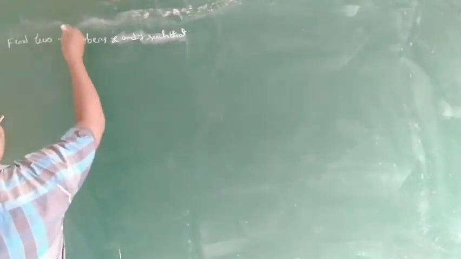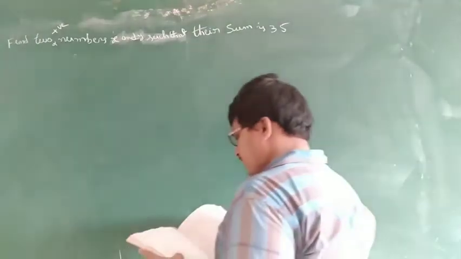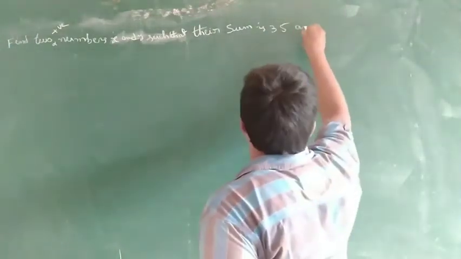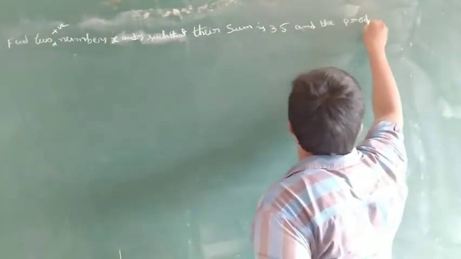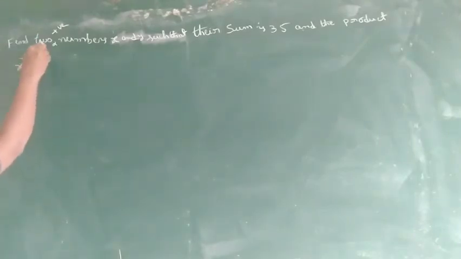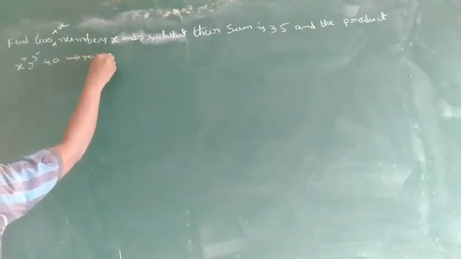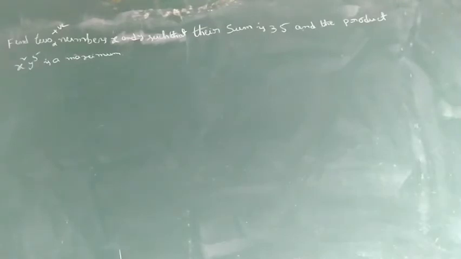Last one. Find two positive numbers x and y such that their sum is 35 and the product x square into y power 5 is a maximum.